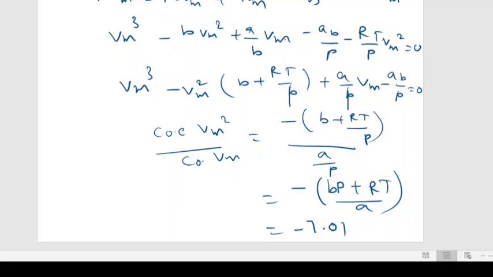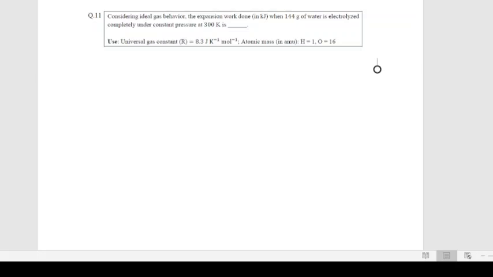Next one. Considering ideal behavior, the expansion work done when 144 grams of water is electrolyzed completely under constant pressure at 300 Kelvin is... So when the water is electrolyzed, 2 moles of H2O, if we consider it readily electrolyzed to 2H2 plus O2, that means a total of 3 moles of gases will be formed.